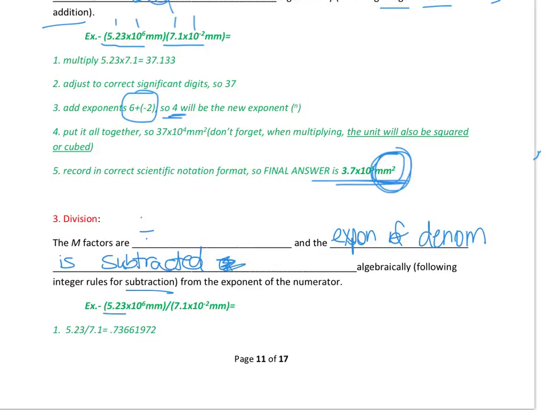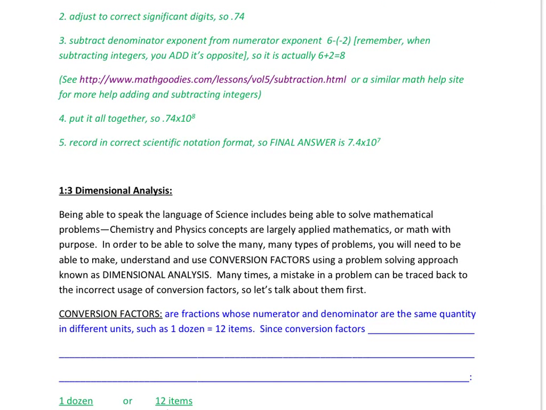So with our example here, you're going to divide these two. And you'll get that big long calculator vomit that you'll deal with when you round things off. So you'll adjust the correct significant digits. You can do that at the end, but it's easier to get them out of the way here. And then you're going to subtract the denominator exponent from the numerator. So 6 minus 2. And one thing people need to remember is that you have to add the opposite when you're subtracting integers. So it's actually 6 plus 2 equals 8.